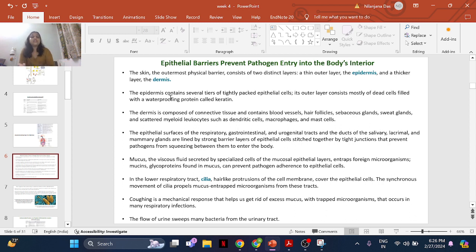Then coughing. Coughing is actually a good response for us. Coughing is a mechanical response that helps us to get rid of excess mucus with trapped microorganisms that occurs in many respiratory infections. So coughing is not always bad. There is some reason why we cough, and it helps in expelling these trapped microorganisms from our respiratory tract. And urine also helps in removing many bacteria from our urinary tract. So these normal processes of our day-to-day life are actually helping us to remove so many pathogens which are entering into our body.